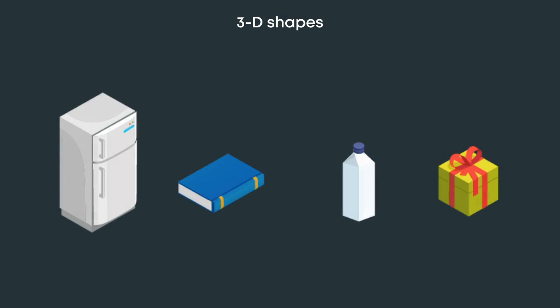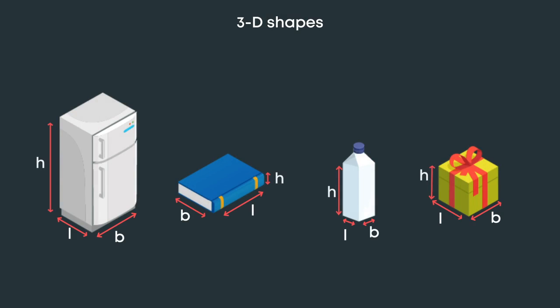Look at the objects shown here. You can see that each of them has length, breadth and height or depth. These objects are called three-dimensional shapes.